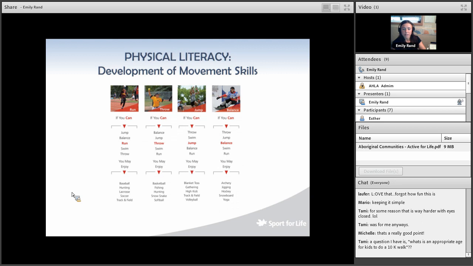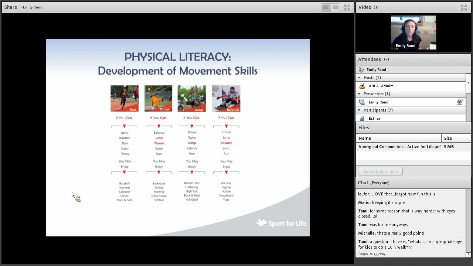And then I missed throw in there. So if you can throw, you might enjoy basketball, fishing, hunting, snow snake, which is a traditional Arctic game, and softball. So again, just showing you having as many different building blocks as possible will allow our participants and ourselves to then participate in a wide variety of activities.